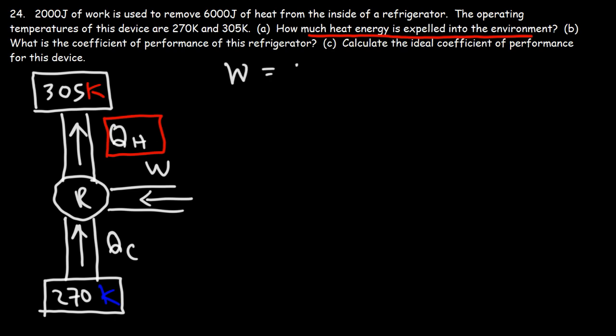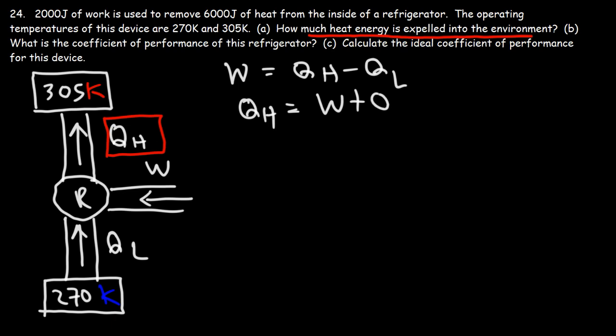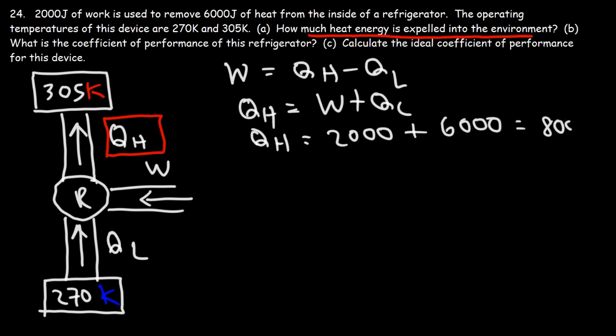Now we saw that W is the difference between QH and QL, or QC. QL, QC, I might have mixed them up, but they're the same. I think in the last example I used QL, so let's stick with that. Now, if we add QL to both sides, then QH is going to be the sum of W plus QL. W is 2,000 joules. QL is 6,000. So QH is going to be 8,000.